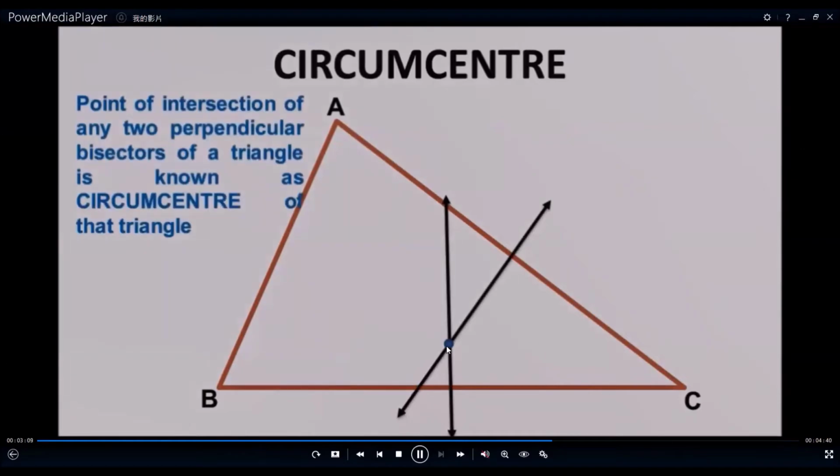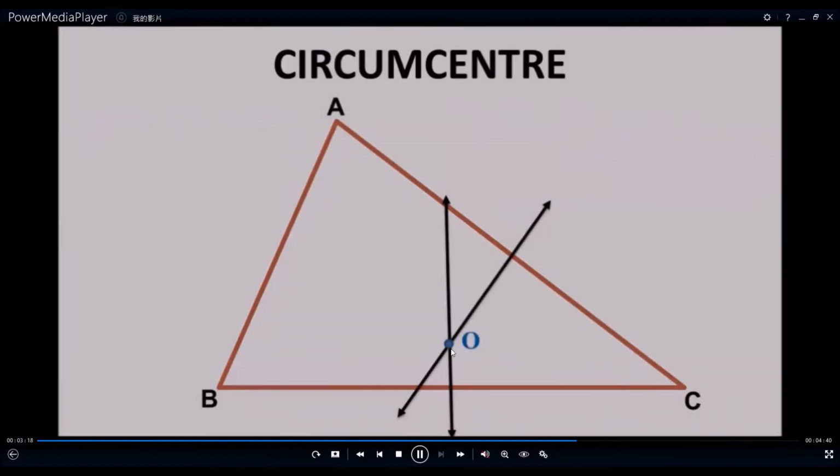Again, the perpendicular bisector from AB will pass through this circumcenter O again. If we use O as center, OA will equal OB and OC. Therefore, you can draw a circle passing through A, B, and C from center O.